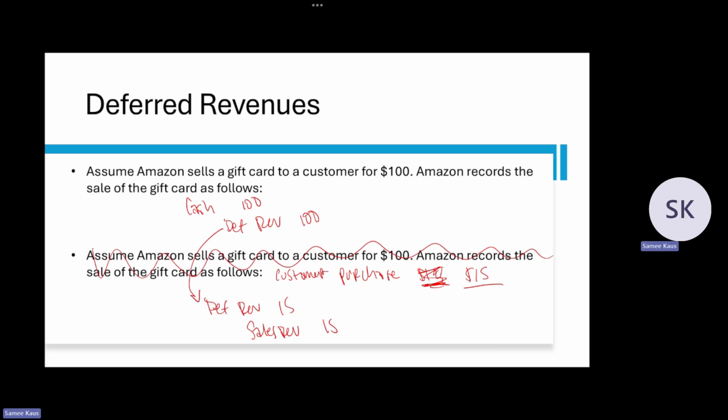So it's just important to note that there's a difference between these two things. Because I got the cash and I haven't done anything, I don't get to recognize revenue in my income statement until I actually fulfill my obligation. That's revenue recognition that we talked about in chapter 5.